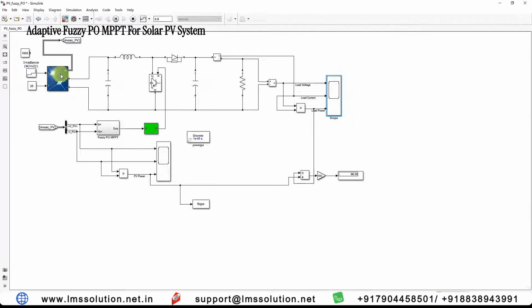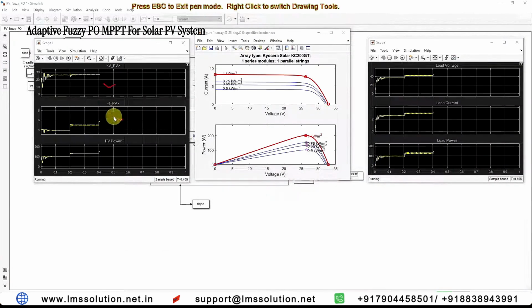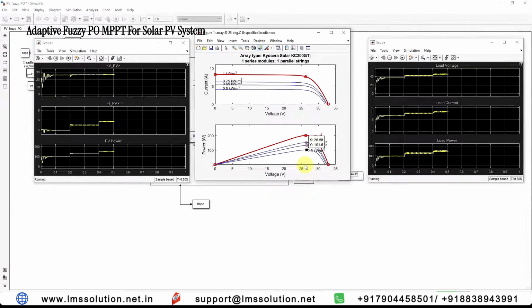And also I'm going to open this PV characteristics for 1000, 750, 650 and 500. Check this with this value. This one is PV voltage, PV current and then PV power. This is the load voltage, load current and the load power. Next you have to check with the theoretical values. For 500 watts per meter square the peak power is around 100 watts. Here you can see that the peak power is around 100 watts. For 650 watts per meter square the peak power is 131.8. Here we can check the results.